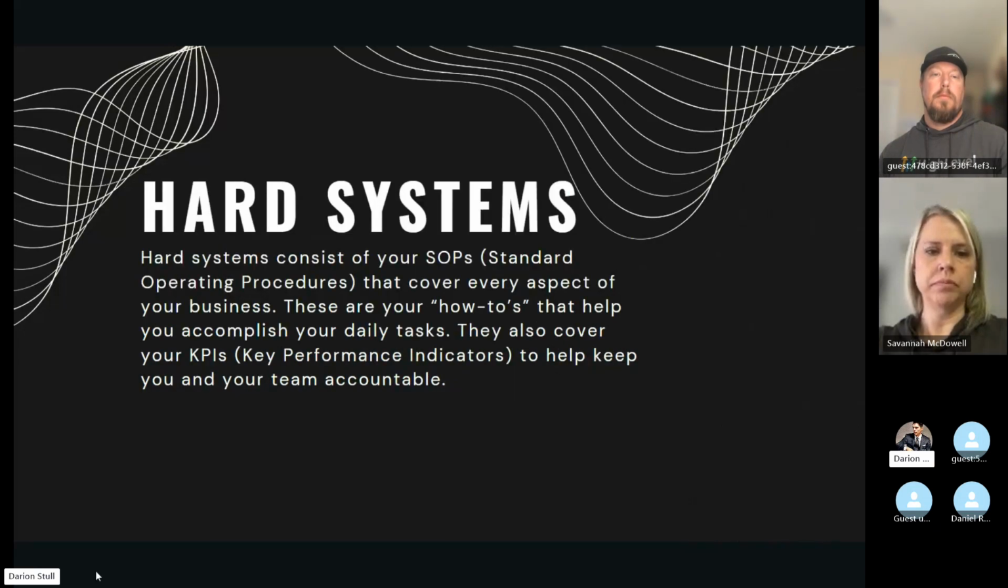When you have system implementations, you've got two types. You've got hard systems. Your hard systems consist of your standard operating procedures, basically your how-tos. So how to do this, how to do that. It's everything broken down. For example, if you are uploading a lead into your CRM system, there should be an SOP showing and breaking down how to do that. How do you upload this lead into the CRM?